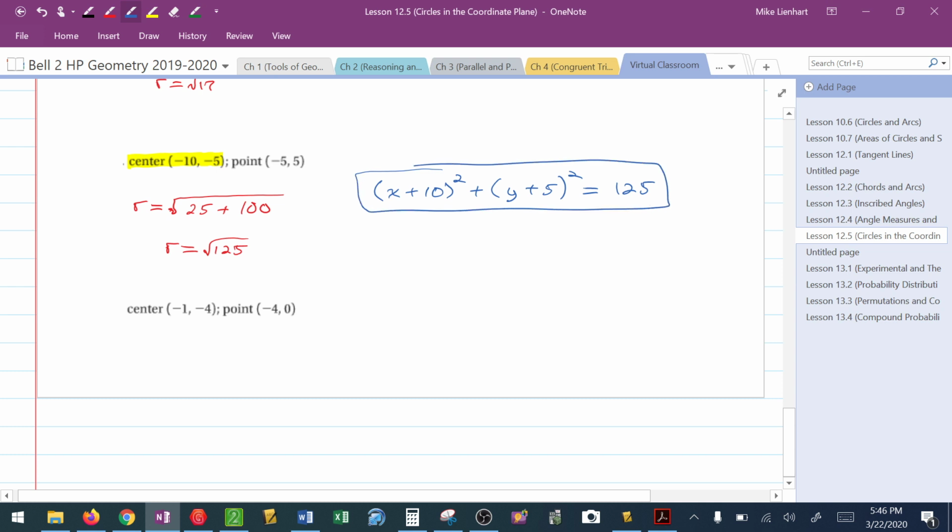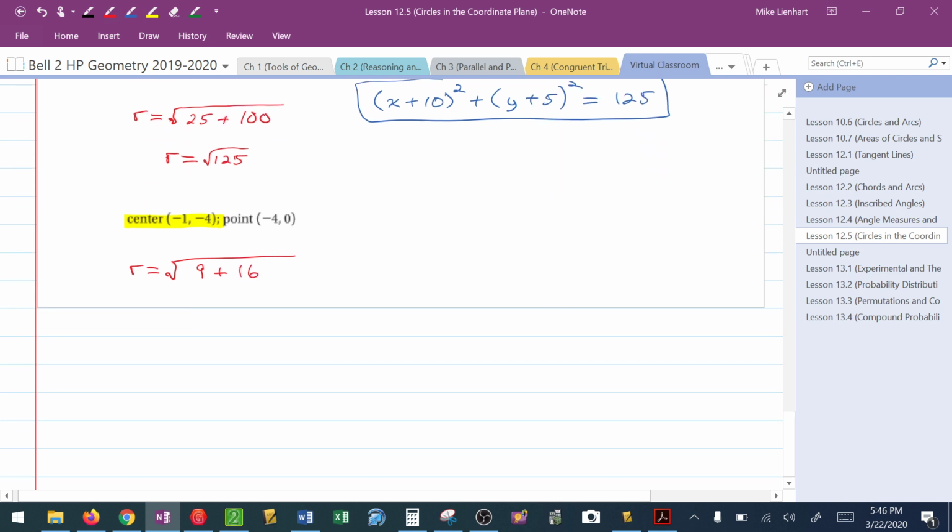And then finally here, I know the center. I got to figure out the radius. So I know that the radius is going to be the square root of, from negative 1 to negative 4, that's 3 units squared is 9. Plus, from negative 4 to 0, I know that that's 4 squared, or 16. So this radius is the square root of 25.